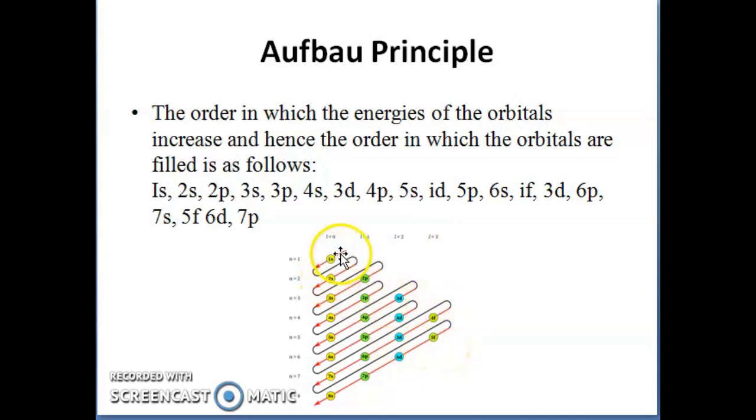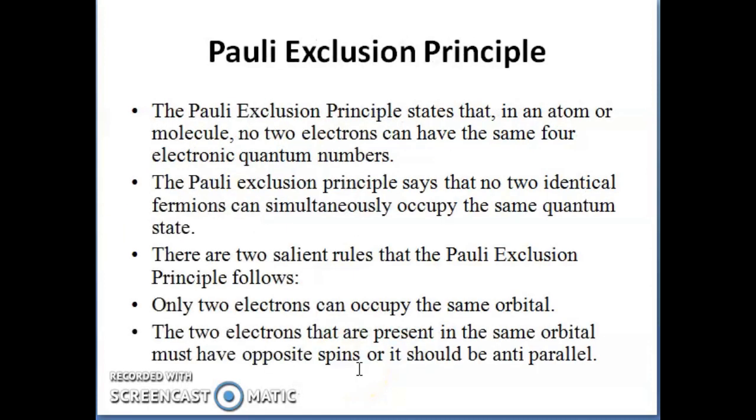So the electrons are filled in increasing order of the orbitals' energies, and that is the order. The sequence goes in this way: 1s, 2s, 2p, 3s, 3p, 4s, 3d, 4p, 5s, and so on. So this is the basic method by which the electrons are filled in different orbitals.